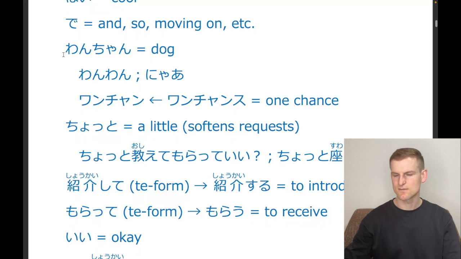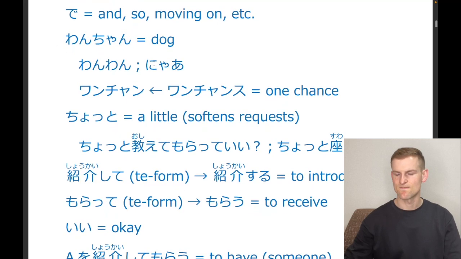Okay, and then wanchan. This is a word for dog. You might be familiar with the word inu, which means dog as well. Wanchan is kind of a cuter way of saying dog, and it comes from the fact that dogs in Japanese say wan, wan when they bark. Okay, they don't say bark, bark, they say wan, wan. And chan is just kind of a cute ending, so wanchan. Something, a cute thing that barks, basically. So that's a dog. By the way, cats say nya, and sometimes you'll hear people refer to a cat as a nyanko-chan. So this is kind of a common way of using language in Japanese.